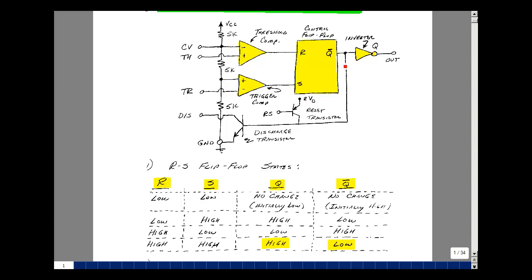Now when it's cut off, it doesn't do anything, and Q bar is just fed into this transistor, but when you saturate this, it forces the voltage here to be 2 V sub D, and that actually makes this transistor also saturate.